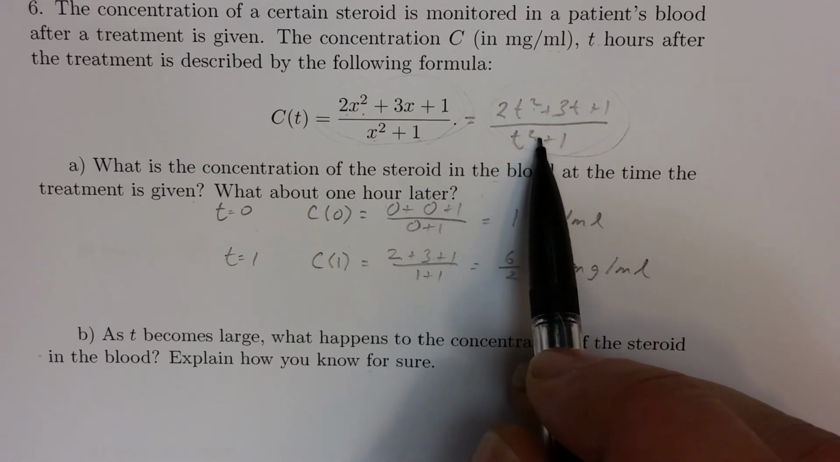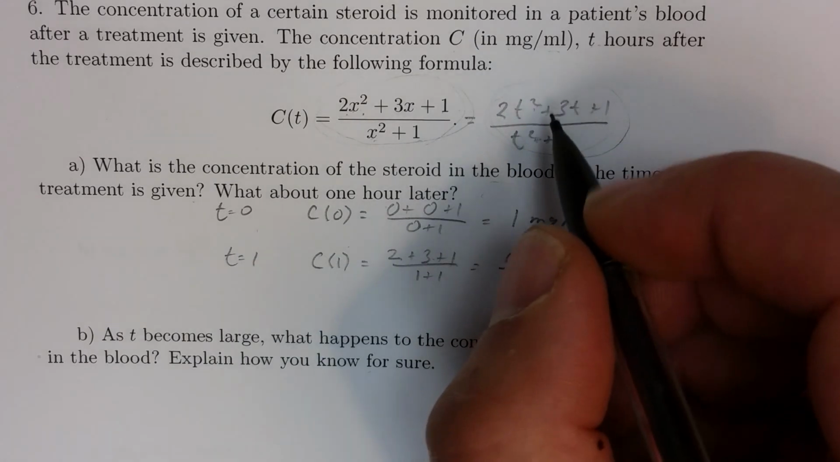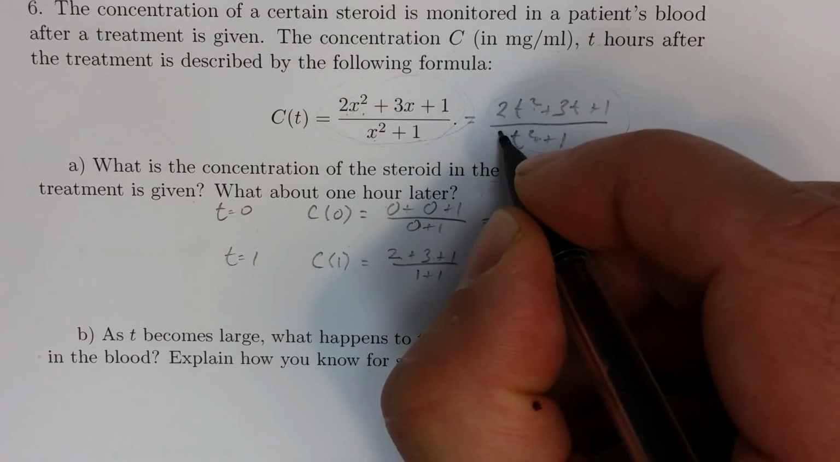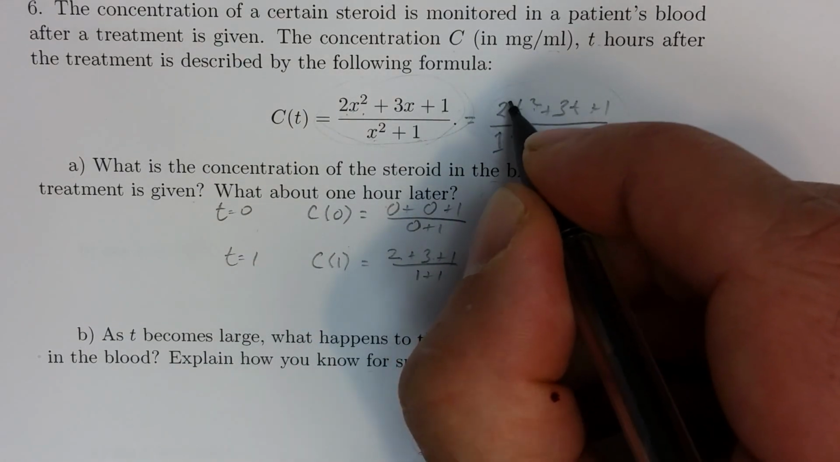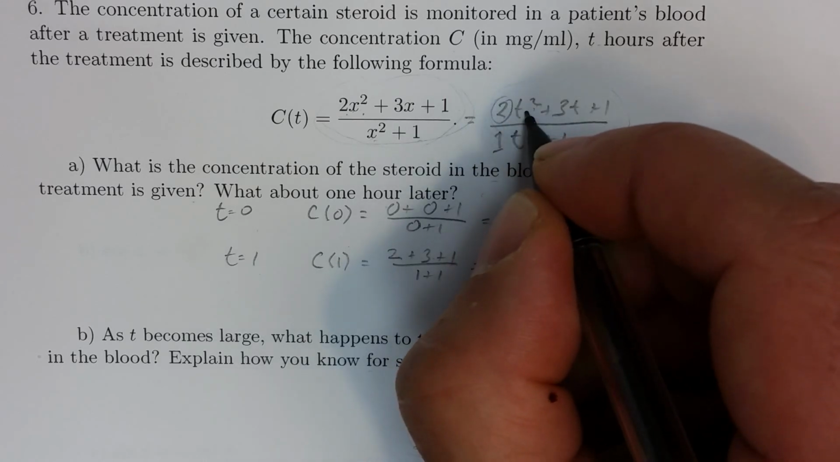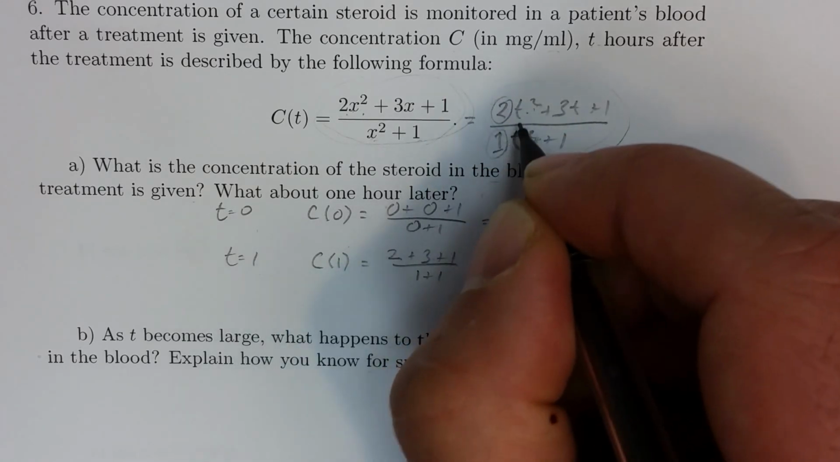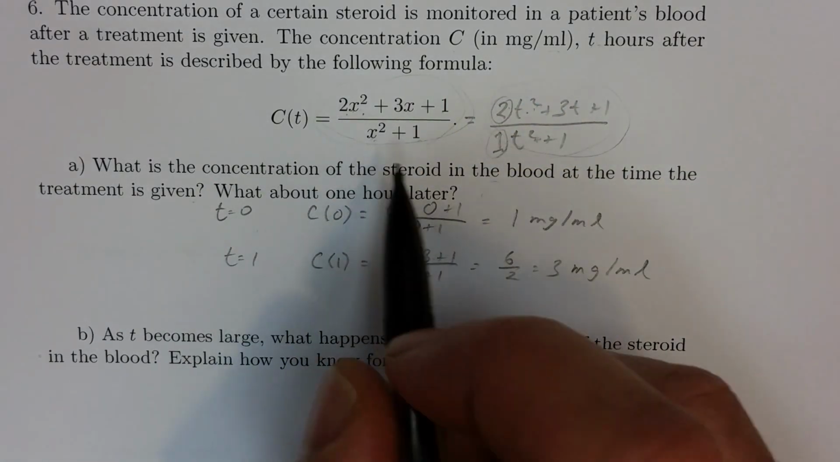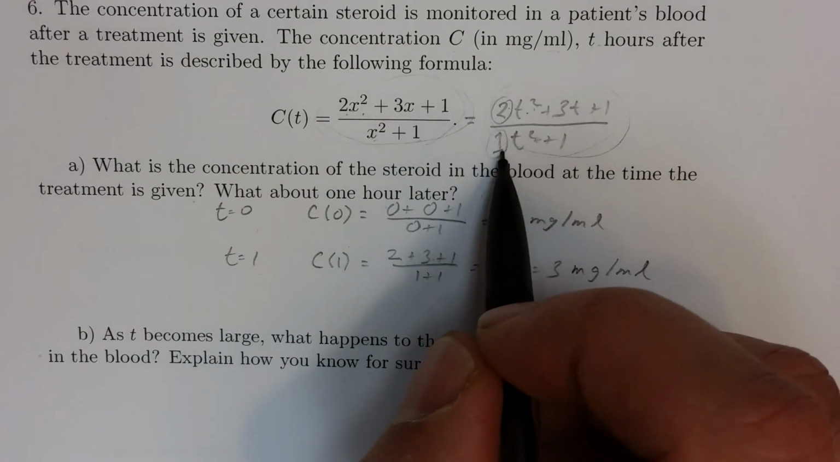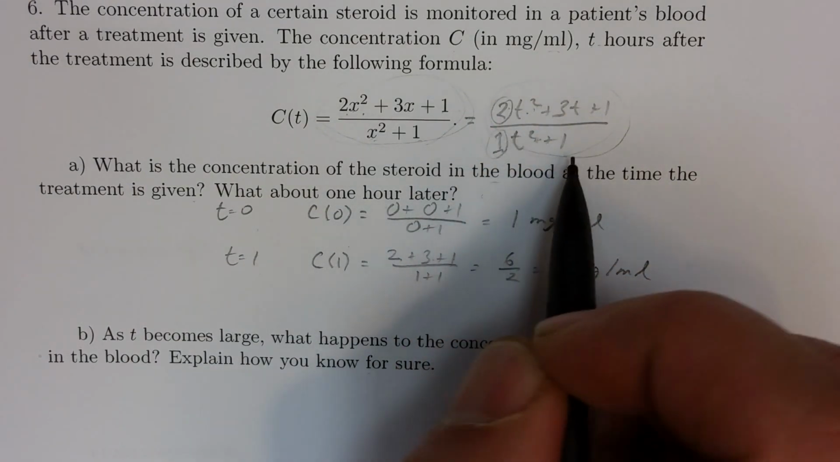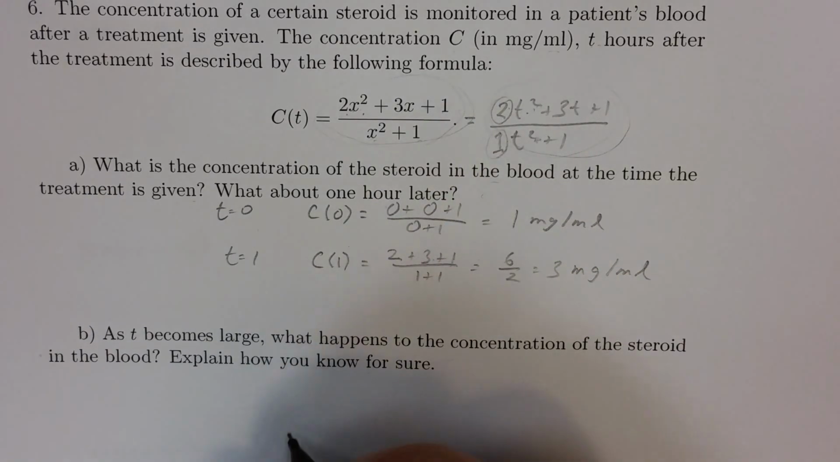So this has a horizontal asymptote at a particular height, which we can find by taking a look at the coefficient of t squared on the top and the coefficient of t squared on the bottom, so 2 over 1. So that means we have a horizontal asymptote at height 2, which means that as t gets very big, we get closer and closer to height 2.